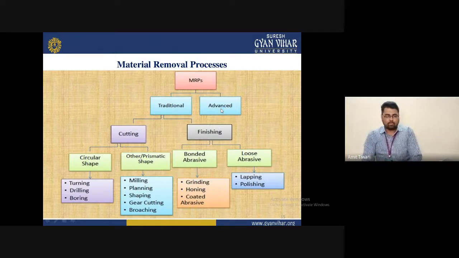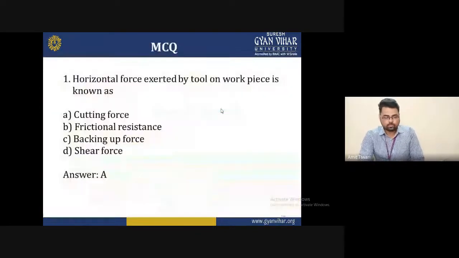So with the help of this material removal process, I hope you understand what type of shape you will provide, and for that what type of operation you will select for this particular material removal process. Now there are some multiple choice questions for this lecture, to check what you learned from it.